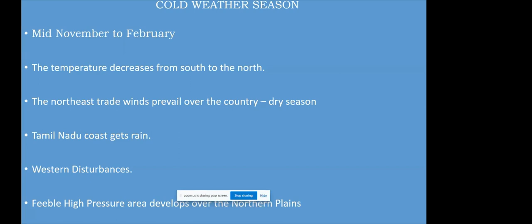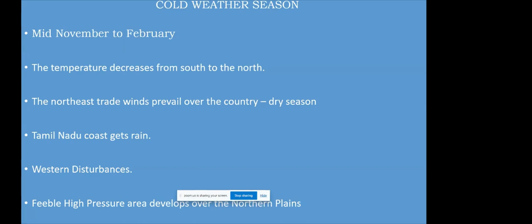Similarly, in Assam and in some northeastern parts of India, highly destructive winds blow. They are called Kal Baishagi. Can you tell me why they are called Kal Baishagi? In the month of the festival of Baisag. Yes, it blows only in the Baishag month.